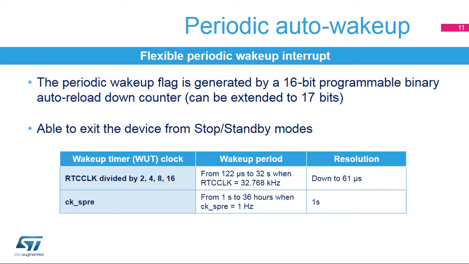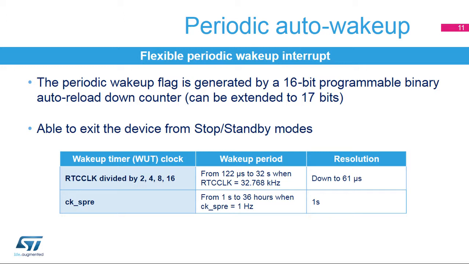In addition to the calendar and alarms, another 16-bit auto-reload counter can generate periodic events with wake-up from low power modes capability. This counter cannot be read. Depending on the software configuration, the wake-up timer clock can be the RTC clock divided by 2, 4, 8, or 16, or the output of the synchronous prescaler.